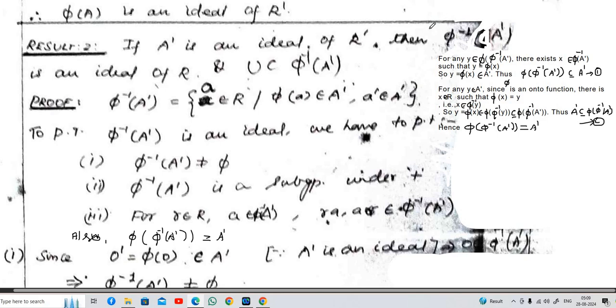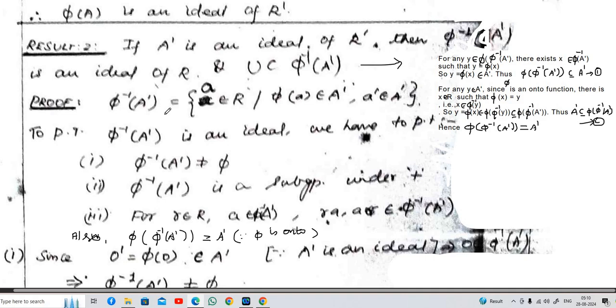Now in the second result, we establish that if A prime is an ideal of R prime, then phi inverse of A prime is an ideal of R, and U is contained in phi inverse of A prime. Along with that, we are going to have phi of phi inverse of A prime is A prime. This later we need, so we include the proof of that also here. This is because your phi is onto. Whenever your phi is onto, you have this result to be true, not otherwise. Equality comes because phi is onto. So we'll prove these three.